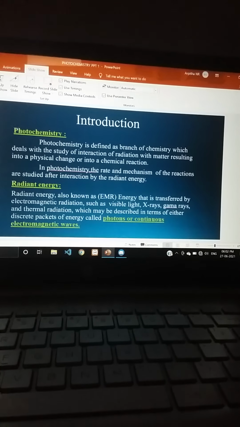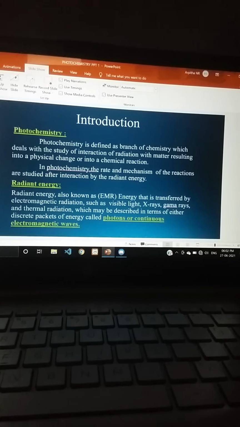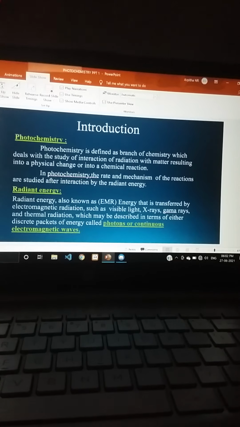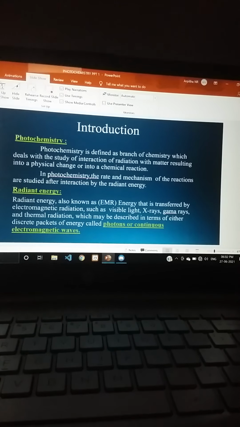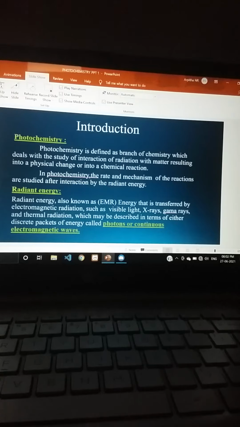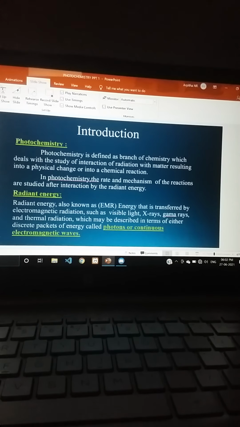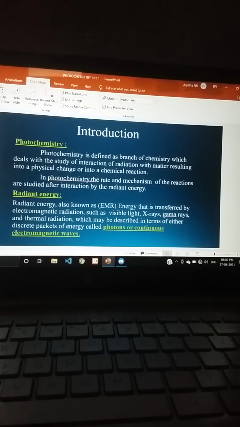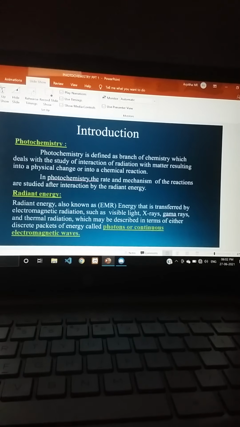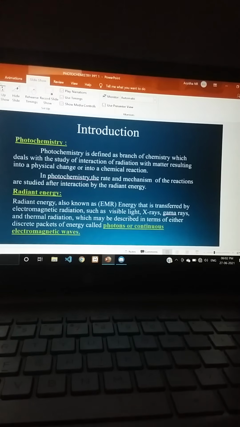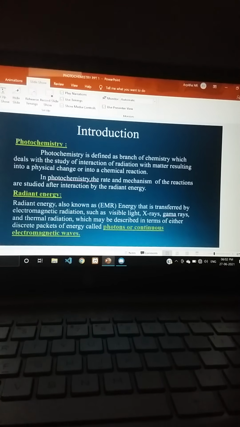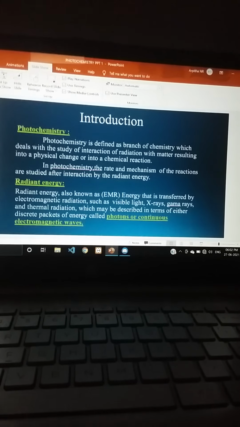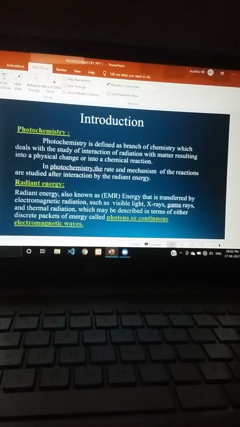This is very simple. Radiant energy is also known as electromagnetic radiation. Radiant energy is defined as the energy that is transferred by the electromagnetic radiation. Electromagnetic radiations contain visible light, X-rays, gamma rays, etc. The radiant energy is described in terms of tiny packets of energy known as photons. So this is about photochemistry and the definition of radiant energy.